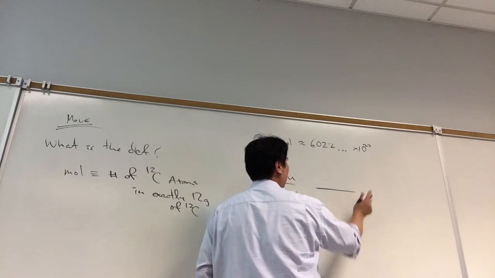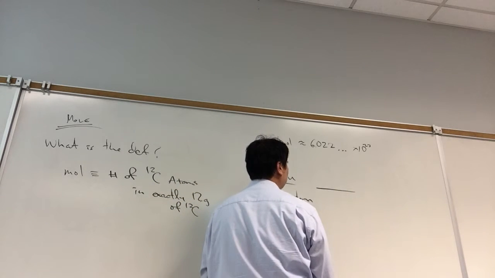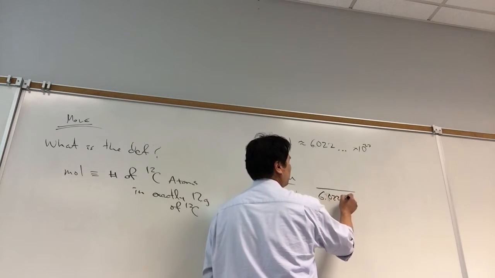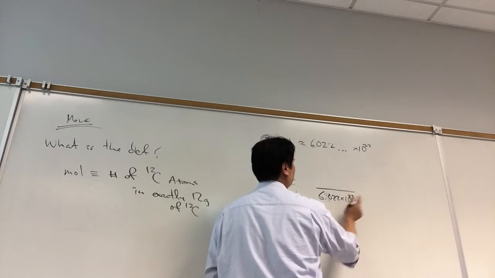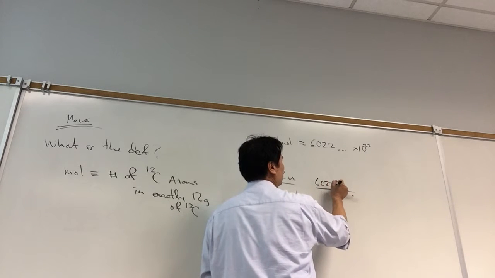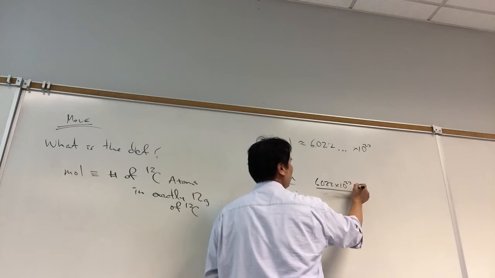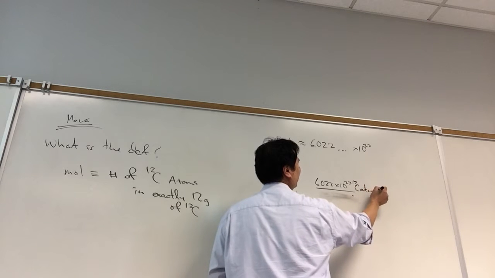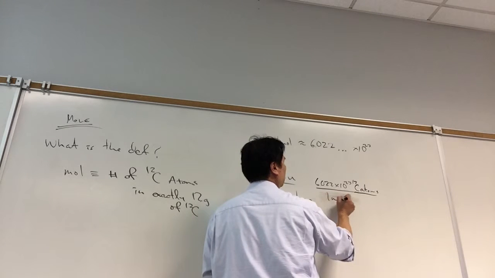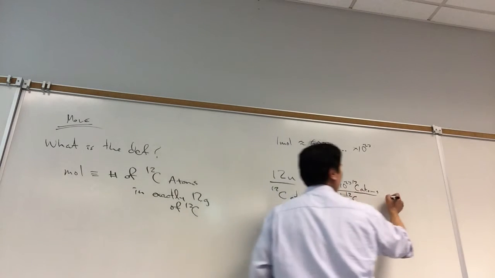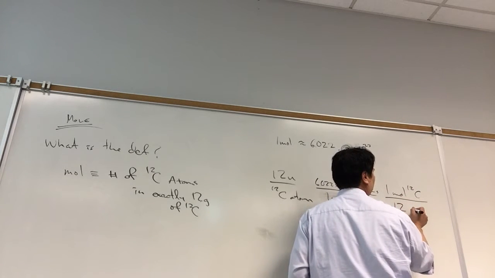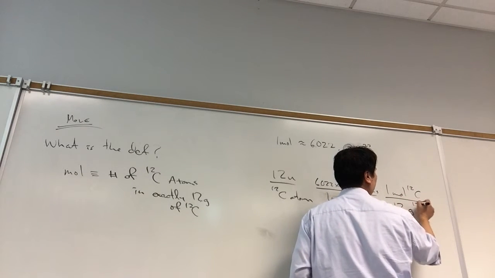And then we know that there are 6.022 times 10 to the 23rd carbon-12 atoms. That is what we call a mole of carbon-12 atoms. And in 1 mole of carbon-12 atoms, there are exactly 12 grams of carbon-12.